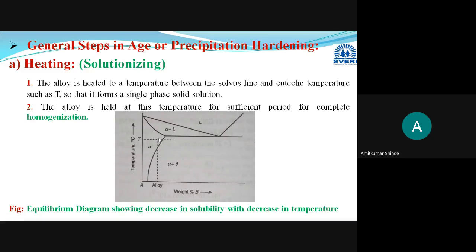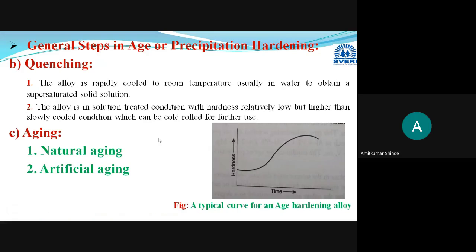Okay, then after performing this first stage, you can note down the name of this process. Write down the heading: general steps in age hardening, and in that process, A is heating or solutionizing or homogenization. Then the second step is the quenching process, or quenching is nothing but the cooling.